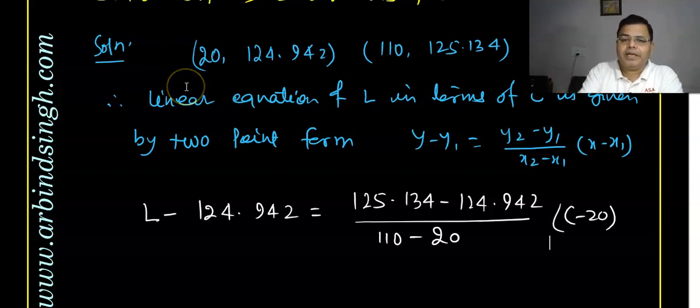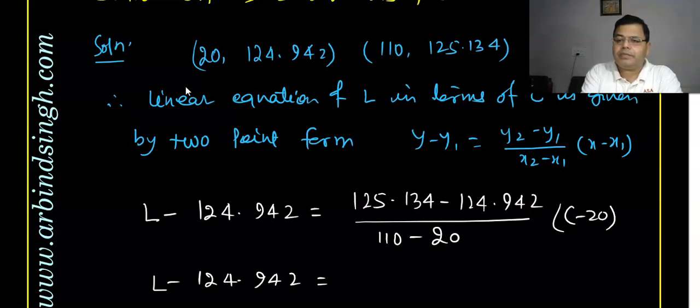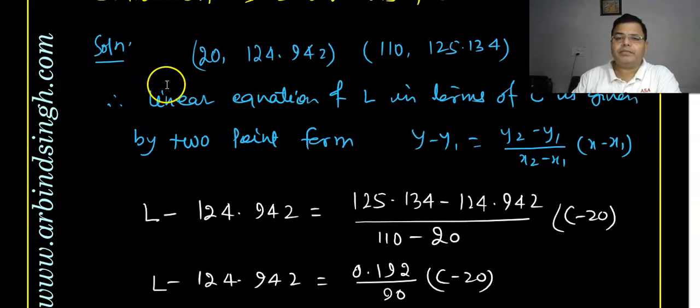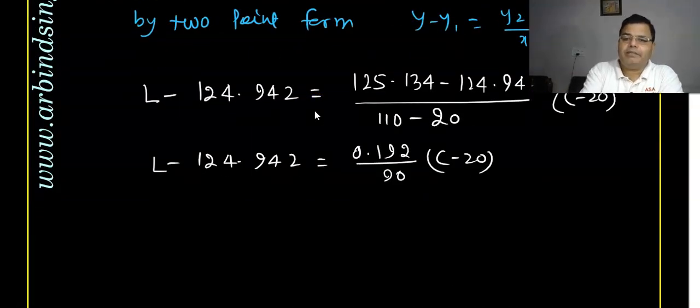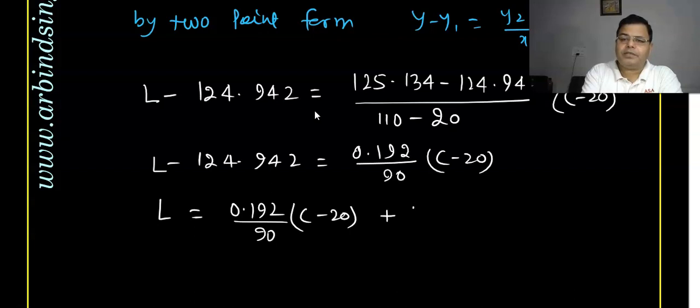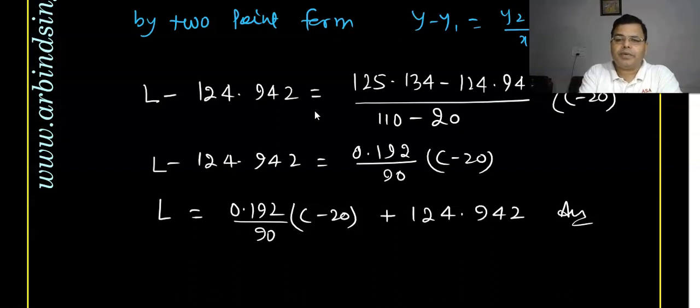So we can write L minus 124.942 is equal to 0.192 divided by 90, into C minus 20. That will be the answer of this question. Or if you want a better form, you can write L is equal to 0.192 upon 90 into C minus 20 plus 124.942. That will be the answer. No need to simplify more than this, because it is a decimal fraction and will take too much time.